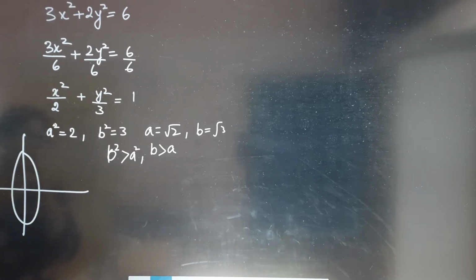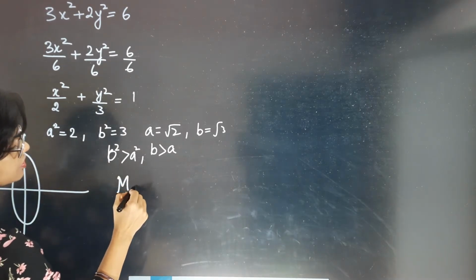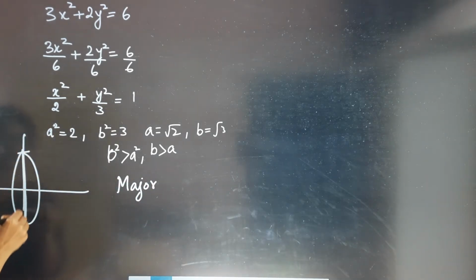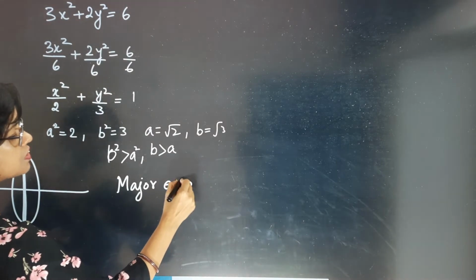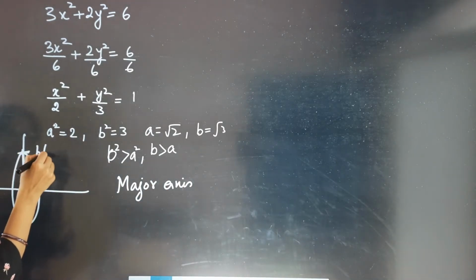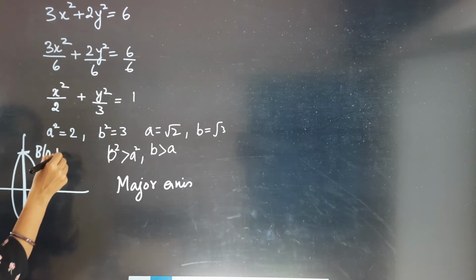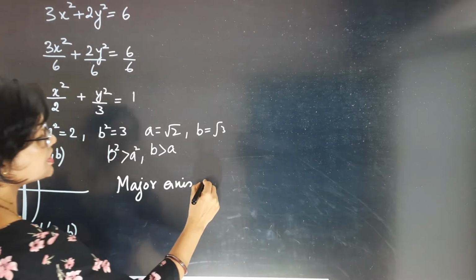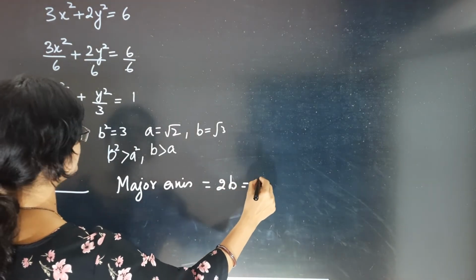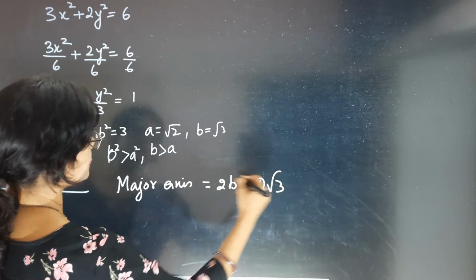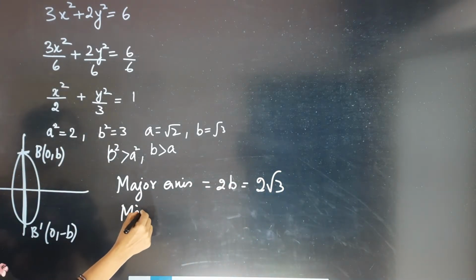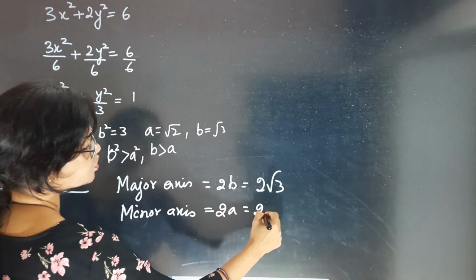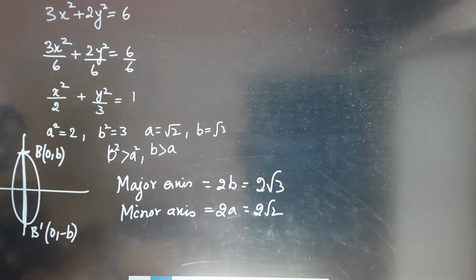Now the length of the major axis. What is the major axis here? The major part is this one, so this will become 2b. We know that this part is coming as (0, b) and (0, -b), so we are going to write that one. So the major axis is 2b, which is 2 root 3. Now what is the minor axis? The minor axis is 2a, so 2 root 2 is coming. Now we got major axis and minor axis.